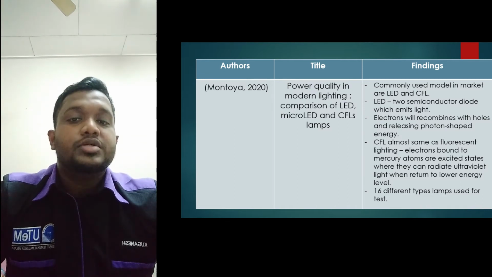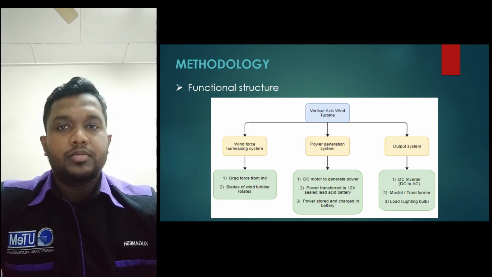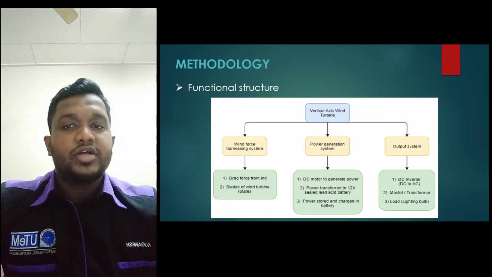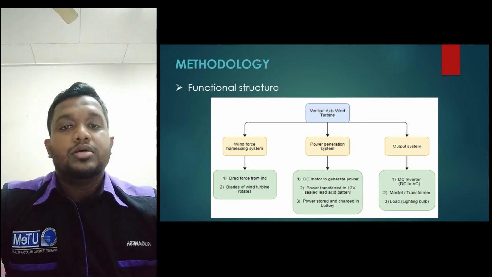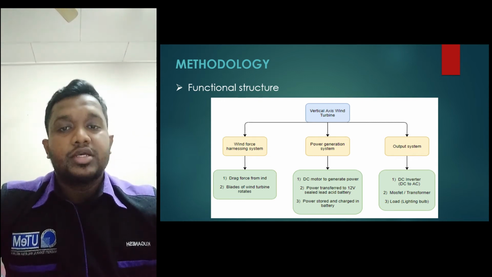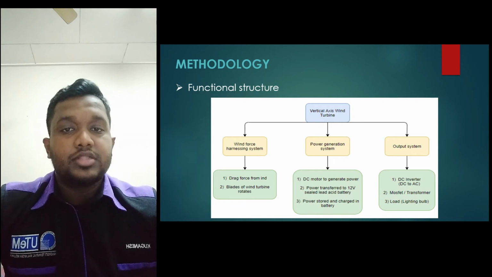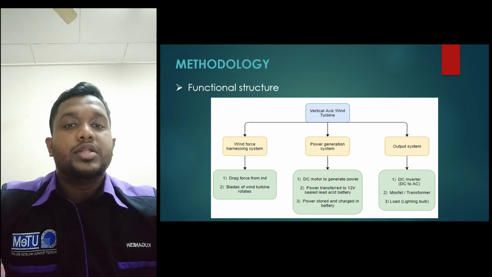So there are 16 different types of lamps used in the test. Now, as we see the methodology of my project, the methodology uses a functional structure. As we see in the functional structure, the vertical axis wind turbine has three main parts, which are the wind harnessing system, the power generation system, and the output system.